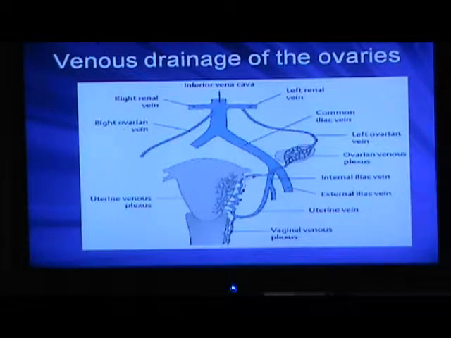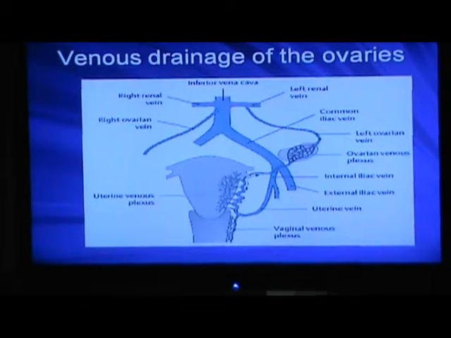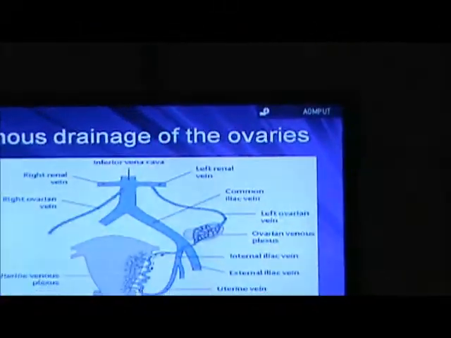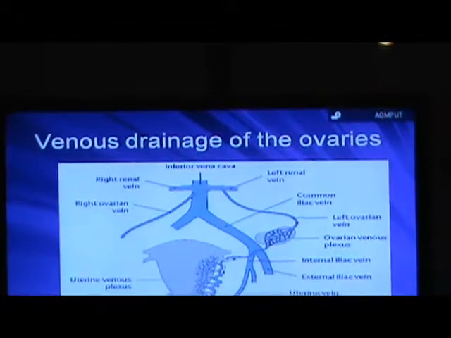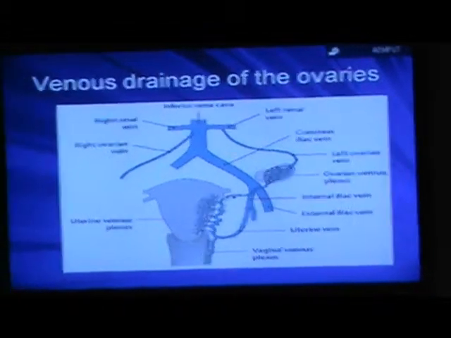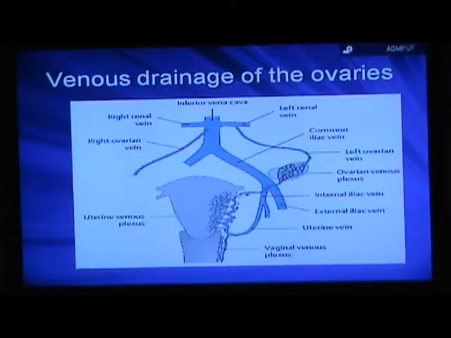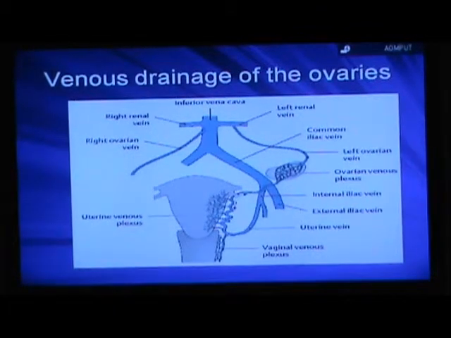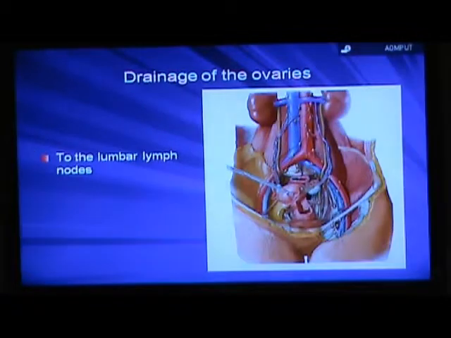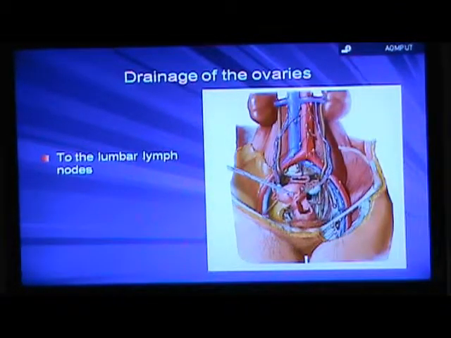So look, on the left side, the left renal vein receives the left ovarian vein and also the suprarenal vein. Yes? So the left side differs from the right side. On the right side, the right ovarian vein and the right suprarenal vein drain directly into the inferior vena cava. It's a good question, yes, about the renal veins.